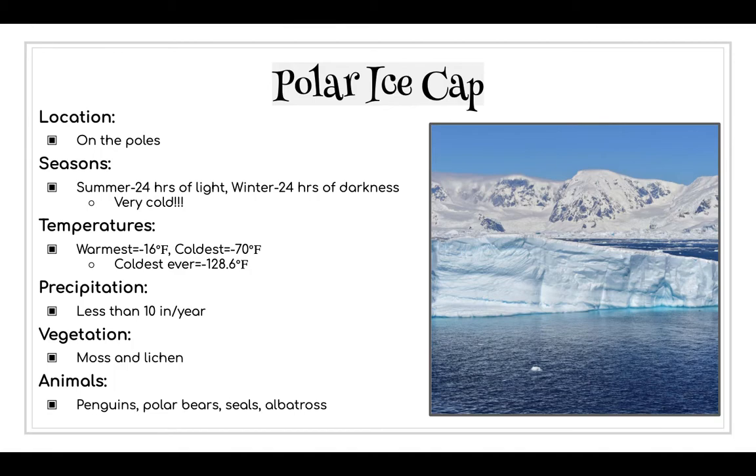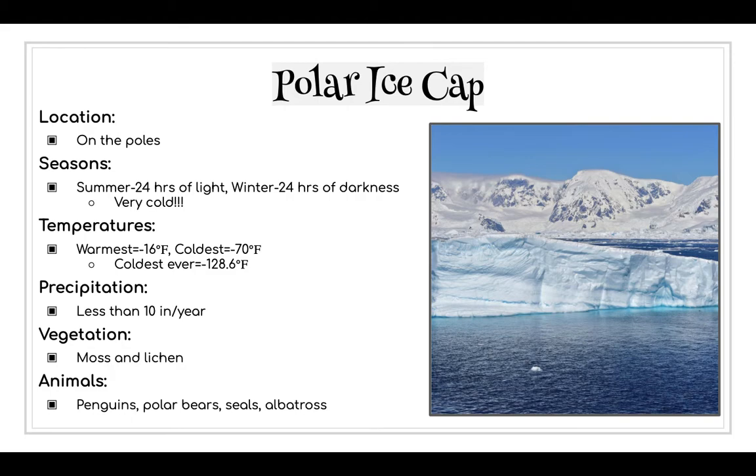It's extremely, extremely cold. So the warmest that it's ever been in the polar ice cap is -16. The coldest is, not that's not the coldest, but -70. And then the coldest ever is -128.6 degrees Fahrenheit. So cold, cold, cold.